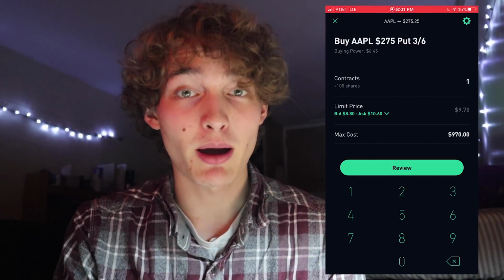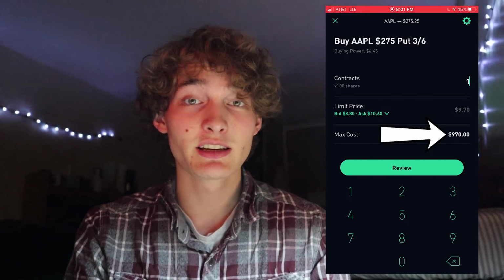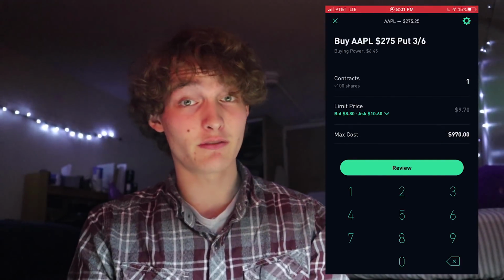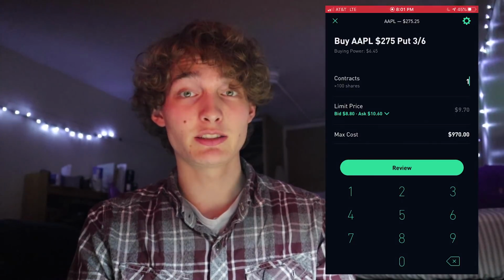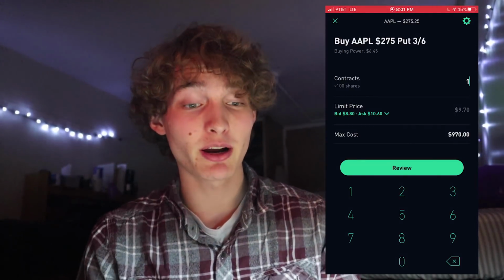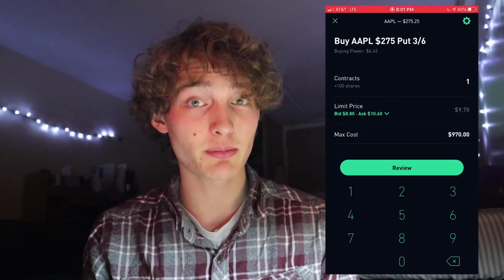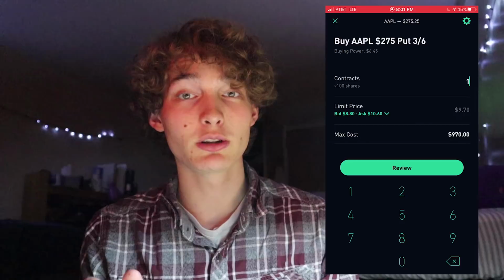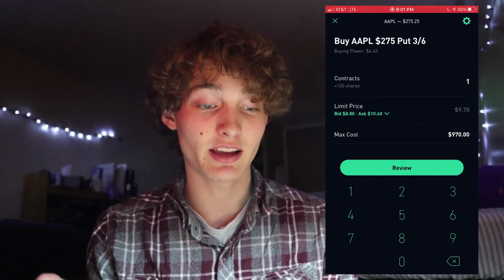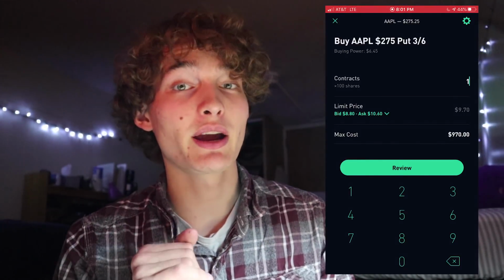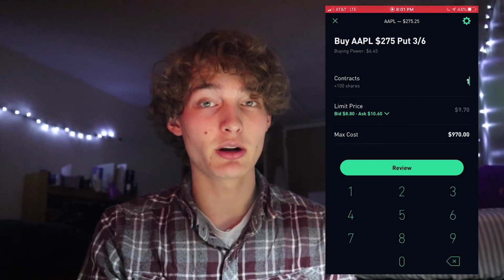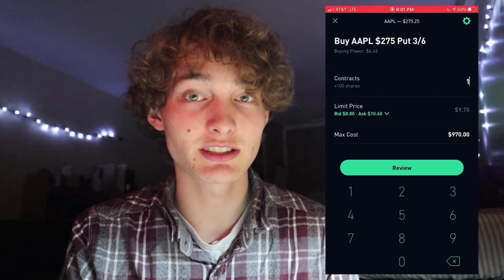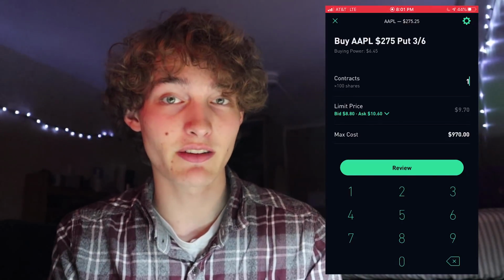Now, also to keep in mind, where it says max cost, if for whatever reason Apple goes up and by the expiration date of March 6th for this particular option the share price is above the $275 strike price, then the premium price will go to zero, and I will have lost everything. So your max risk when you're trading one of these options is whatever money you put in there. In this case, if I bought one of these contracts and it expired worthless, the max amount of money that I could lose is $970.